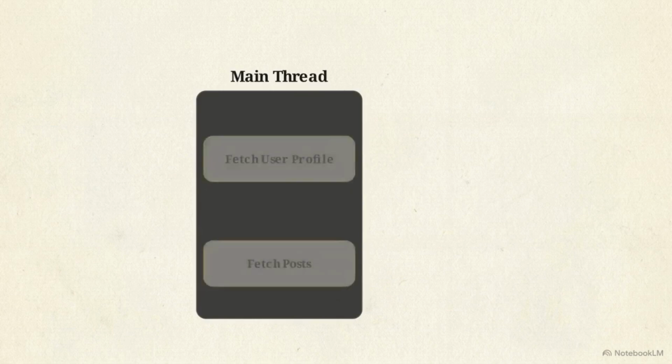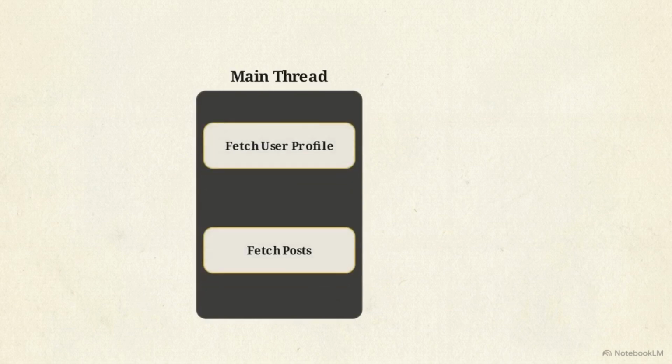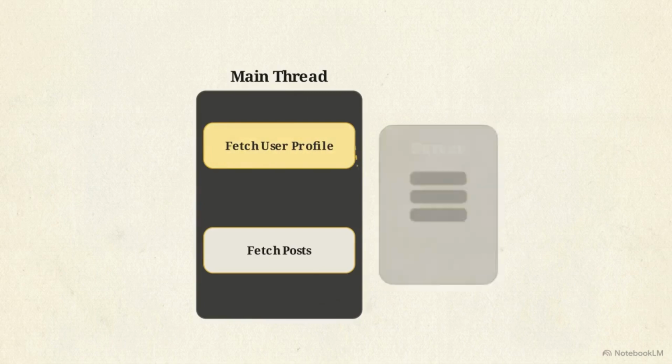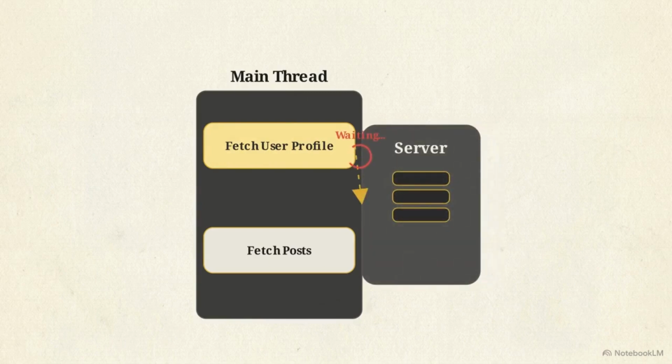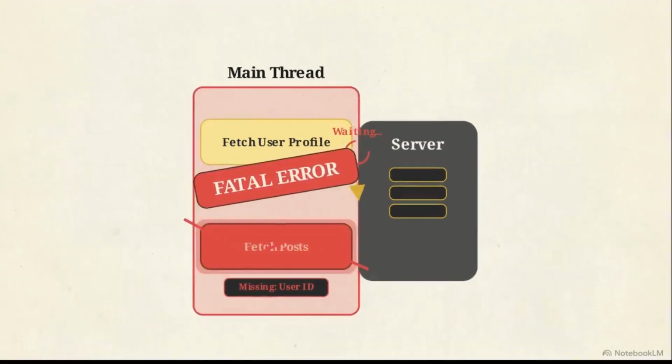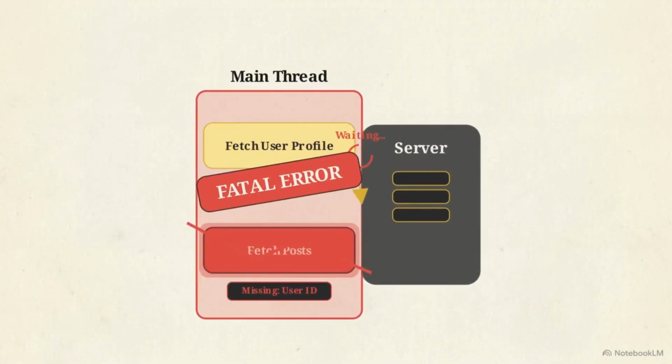Look at this execution timeline. If JavaScript attempts to run these two network requests synchronously, line by line, it triggers a crash. The engine will execute the request for the user profile, and while waiting for the server to reply, it immediately moves to the next line and attempts to fetch the posts. Without the user ID, the request fails.